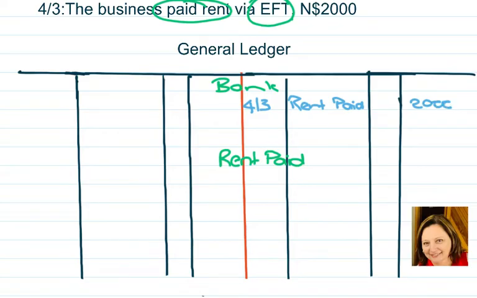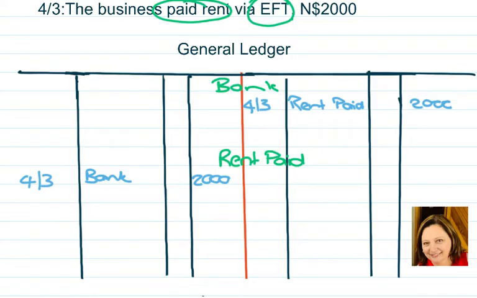Now let's do rent paid. Rent paid, you will remember, is a form of an expense. Expenses always on the debit side. There's my amount. My other account is bank, and I have my date. Am I still in balance? I have 2,000 on the credit. I have 2,000 on the debit.